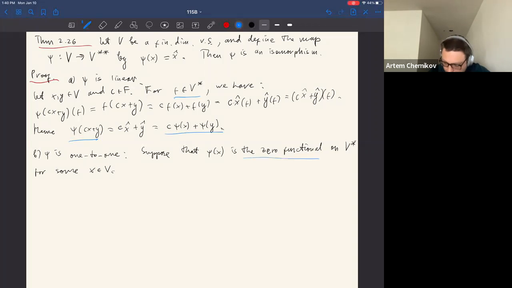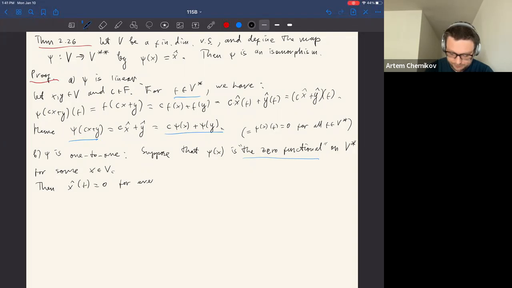Let me comment here a little bit. What do we mean by the zero functional? As usual with linear transformations, the zero linear transformation is just a map that sends everything to zero. So the zero functional means that psi x of f is equal to 0 for all f in V star. Suppose this happens for some choice of x in V. Then we have that x hat of f is equal to 0 for every f an element of V star.